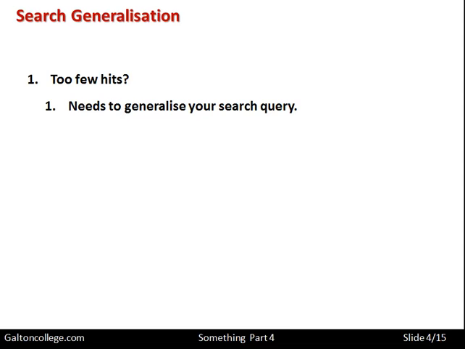First of all, we're going to talk about search generalization, and in particular when we type into a search engine some query and we get very few hits coming back, we want to look at the likely causes for this. Why is it the search engine has only picked up a few from our query? So what we need to do is to generalize the search query. We need to make it more general. We need to widen the search so that it will pick up more and give us a better chance of trying to find what we're looking for.